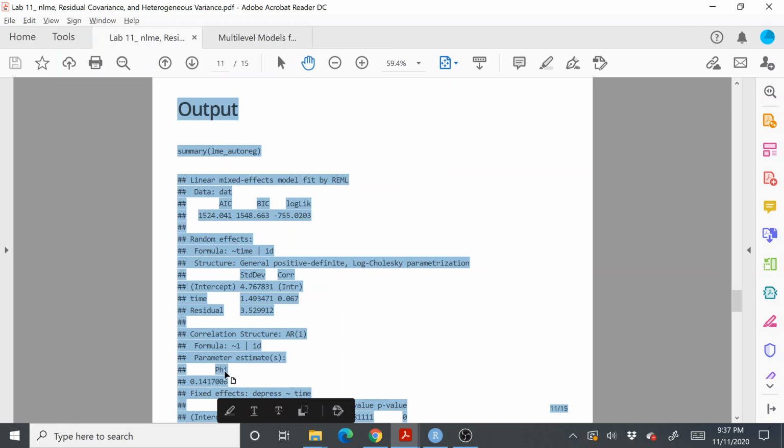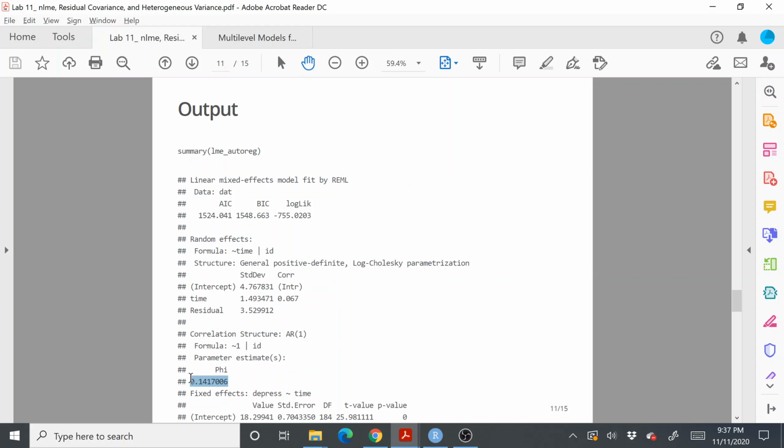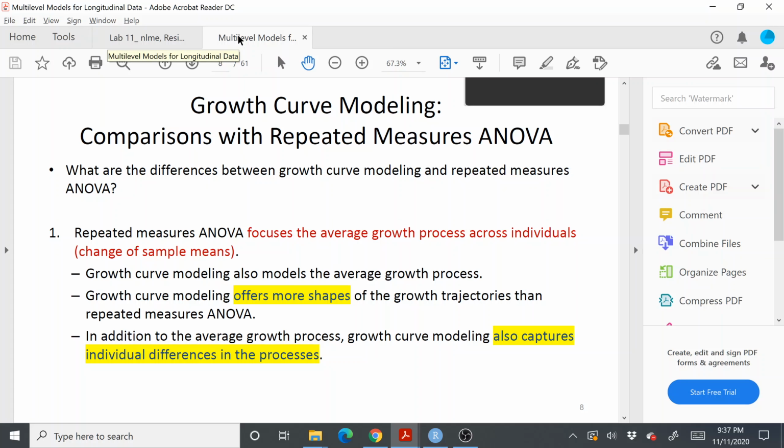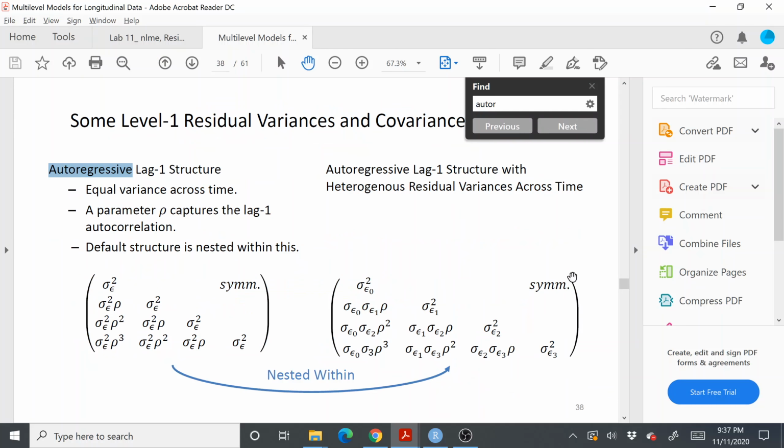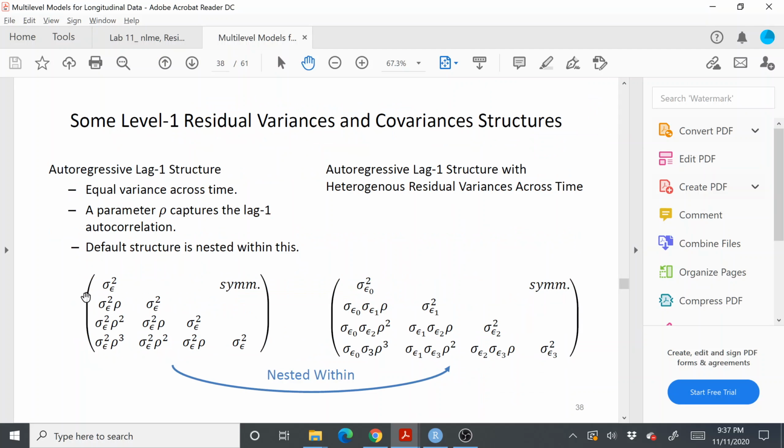It says it's called phi, but we treat this as the rho. This is the same thing as the rho parameter. And so the way we interpret this is if we can look back at the slides from lecture. Make sure I find the right page. There we go. So here we see this is an example of an autoregressive lag one structure.